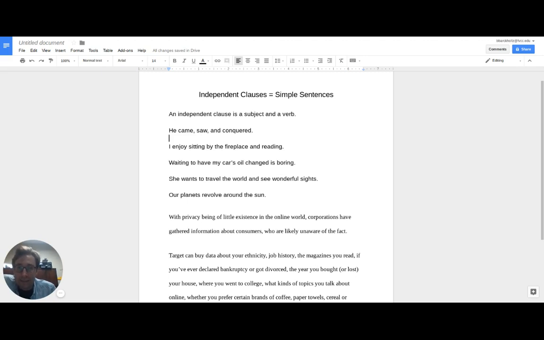The next sentence is, I enjoy sitting by the fireplace and reading. So who's doing the action? Well, I am. And what am I doing? I'm enjoying. Sitting is not my action here. I enjoy. So in this scenario, we have both requisites. We have a subject and a verb. And then sitting becomes a gerund, but we'll get to that in this next sentence.